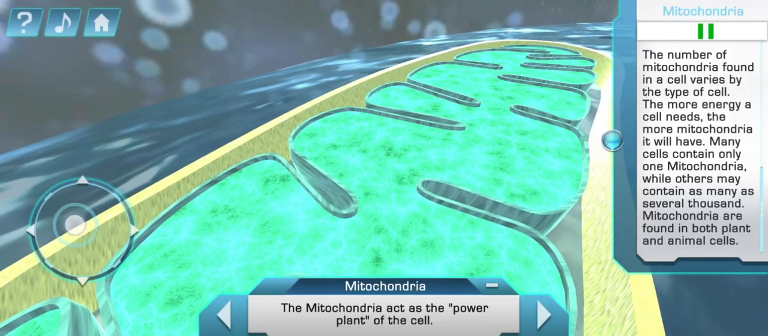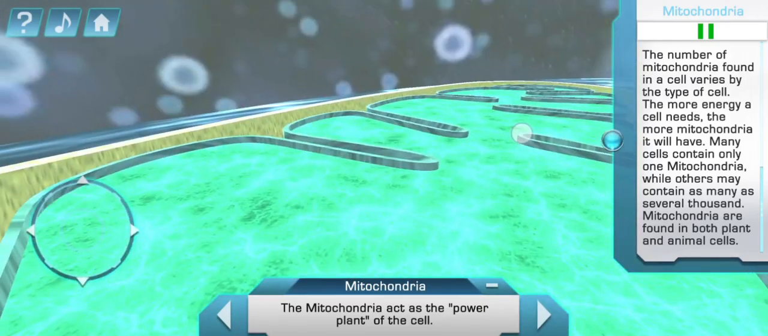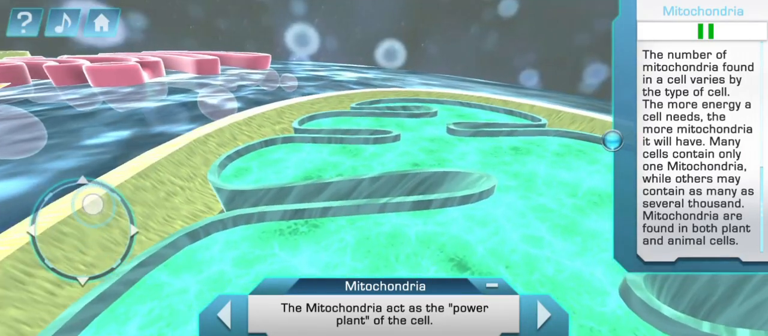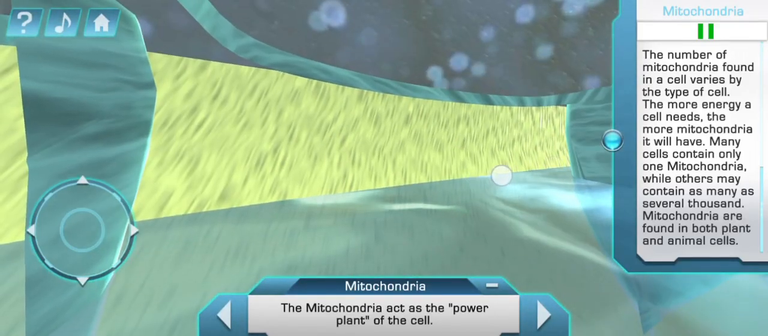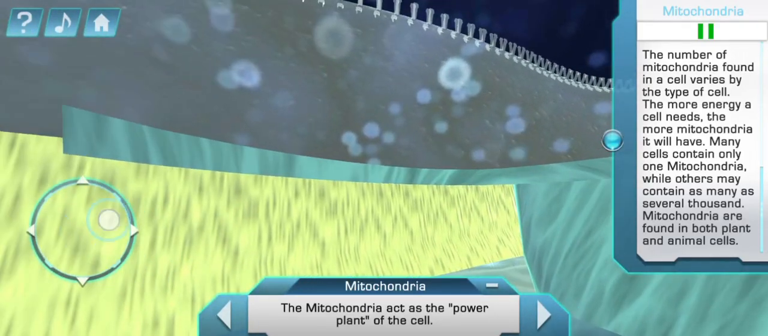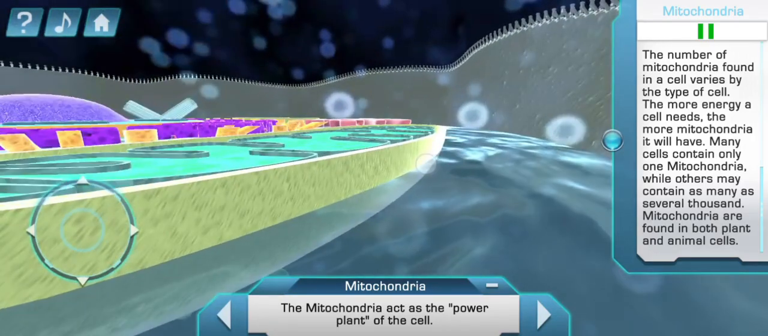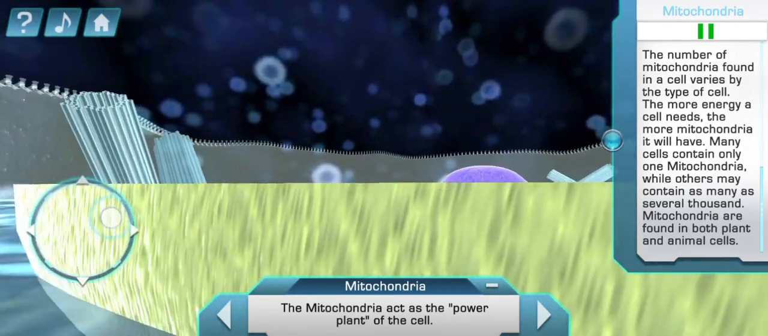The more energy a cell needs, the more mitochondria it will have. Many cells contain only 1 mitochondria, while others may contain as many as several thousand. Mitochondria are found in both plant and animal cells.